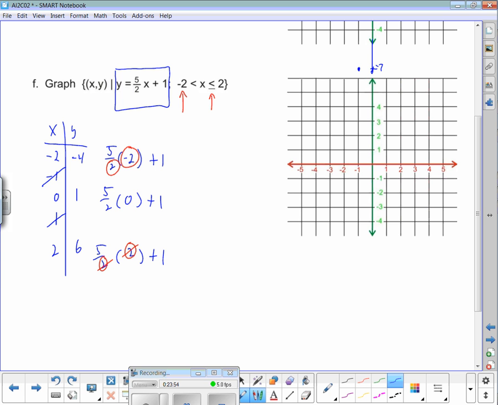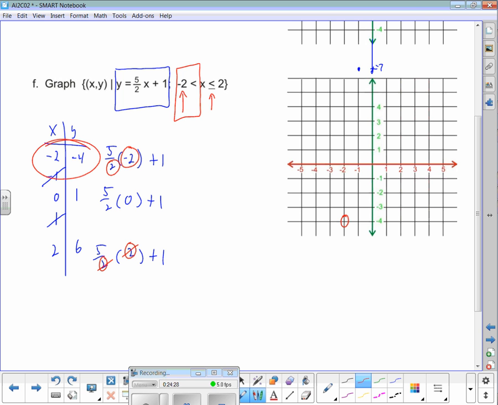Okay, so now we're ready to graph this. I'm going to use my red here. So take a look back at your XY chart. The point -2, -4. However, look back at our domain. Is -2 part of the domain? No. Values just bigger. So I need a circle around the -2, -4. So -2, -4, I do a circle. Remember, that means that number is not included.